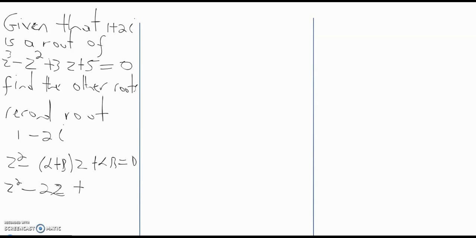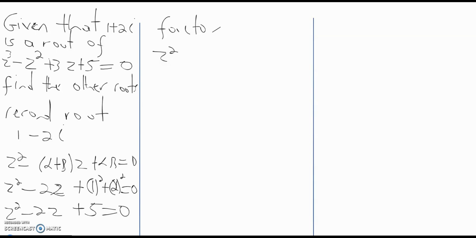plus, what happens when we multiply two conjugates? It's the real part squared, which is 1, plus the imaginary part squared, which is 2 squared, that is 4. And all this is equal to 0. So this breaks down to z squared minus 2z plus 5 equals 0. So that is my quadratic equation, but my quadratic factor, so my factor is z squared minus 2z plus 5.